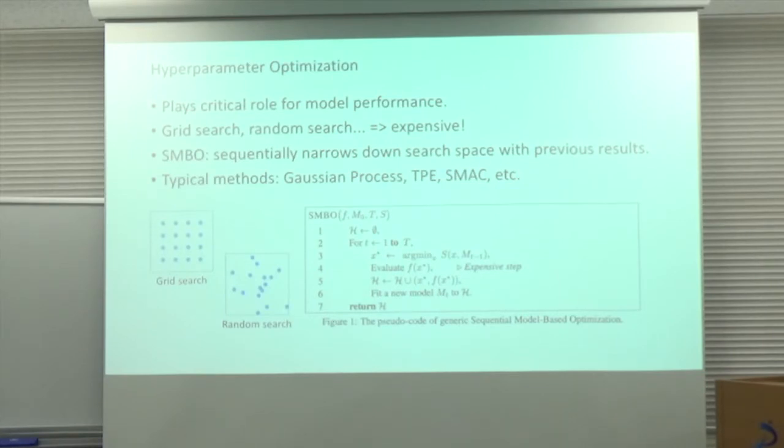A much better way is to utilize the search result. For example, once you try several points in the search space, you can get some idea about which part of the search space gets good results and which part does not. So you can just focus on the better part in the next trial. Sequentially applying this idea is called SMBO search, which stands for sequential model-based optimization. And today's topic, TPE and hyperopt, is part of that.